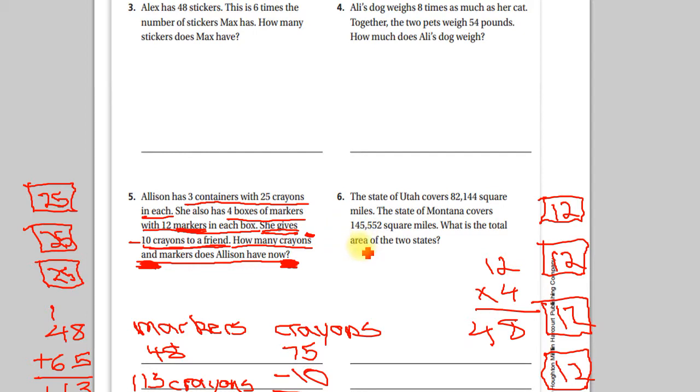Alright, well, thanks for following along. Again, number 6, you're going to underline the important information. And this is simply a total area of the 2 states. You have the area of one, the area of the other. They want the total. Total means to add. So on this one, all you're going to be doing is adding those numbers.